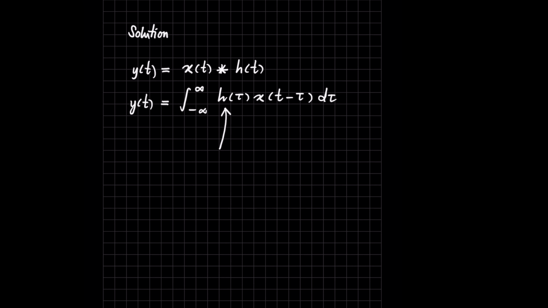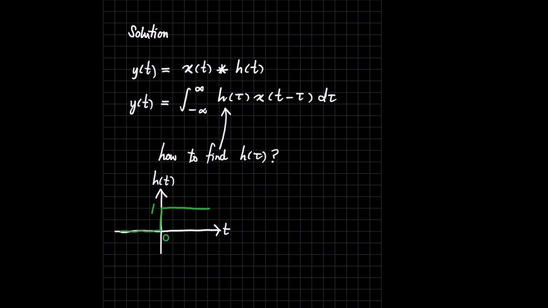So using this convolution integral, firstly we have to multiply h tau with xt minus tau and then do the integration of tau from minus infinity to infinity. The question is, given ht, how to find h tau? Basically, the shape of ht is similar to the h tau. The only difference is the domain. We change the domain from t to tau.